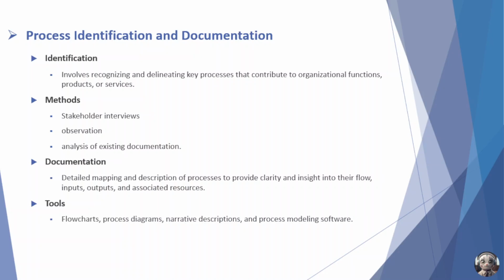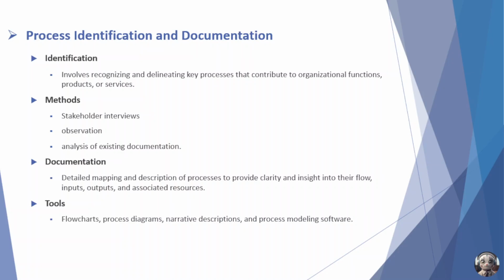To facilitate process documentation, organizations can leverage a plethora of tools and techniques. Flowcharts provide a visual representation of process flows, highlighting sequential steps and decision points. Process diagrams offer a more detailed view of process interactions and dependencies, aiding in the identification of key touchpoints and handoffs. Narrative descriptions complement visual representations by providing additional context and explanations of process steps.